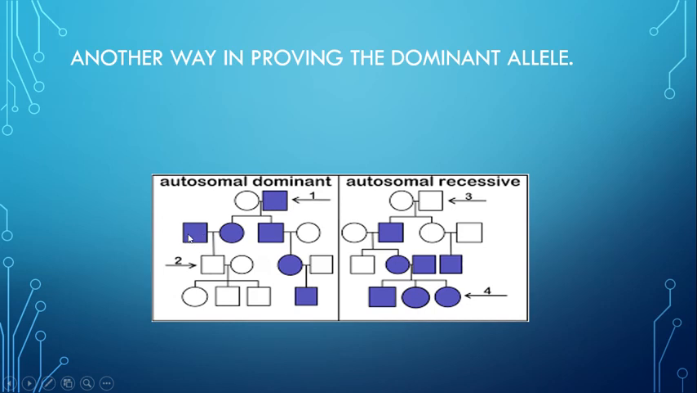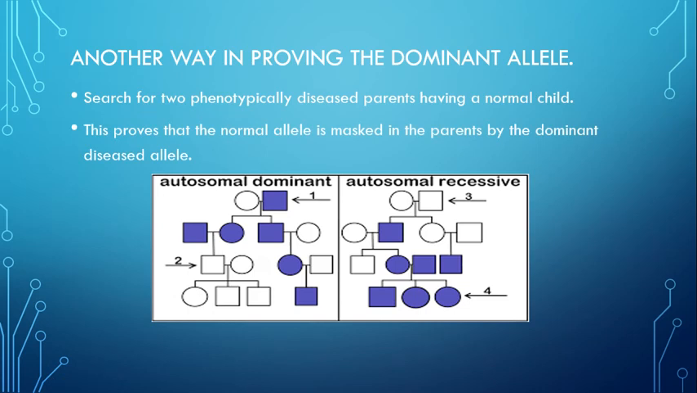However, they are expressing the affected one, which proves that the diseased allele is dominant over the normal recessive one. So in this case, you search for two phenotypically diseased parents having a normal child, which proves that the normal allele was the allele masked in the parents by the dominant diseased allele. And of course, don't forget to put the symbols: the capital, or uppercase, for the diseased and the lowercase for the normal.